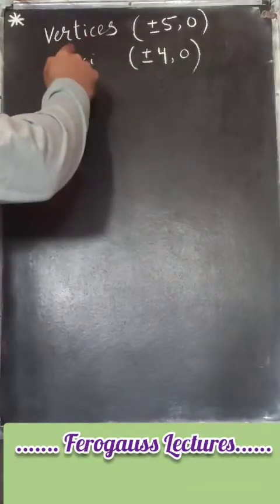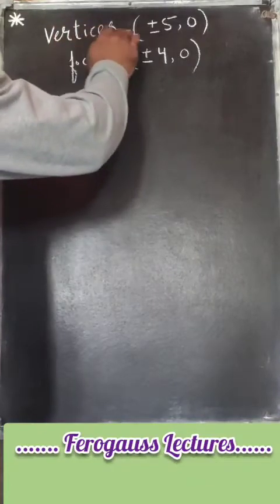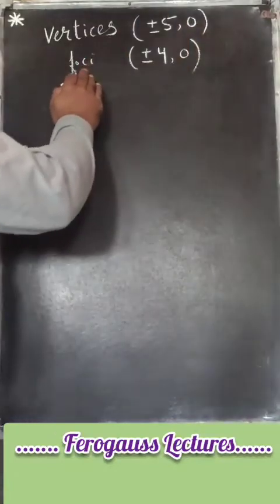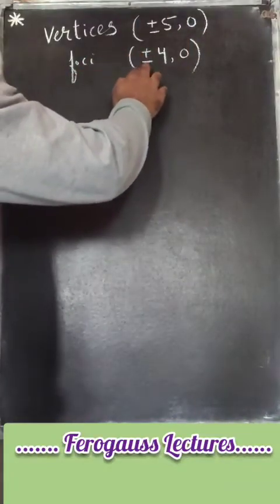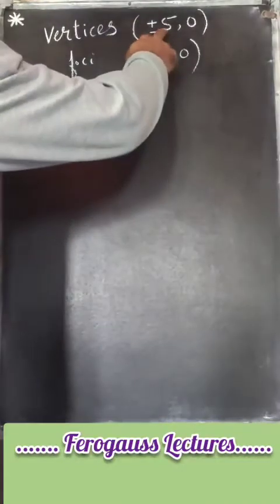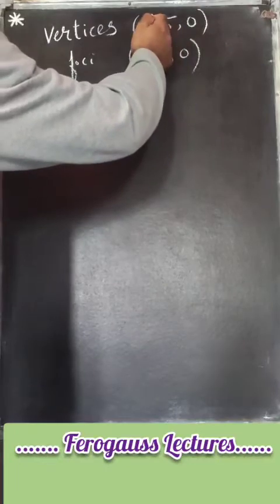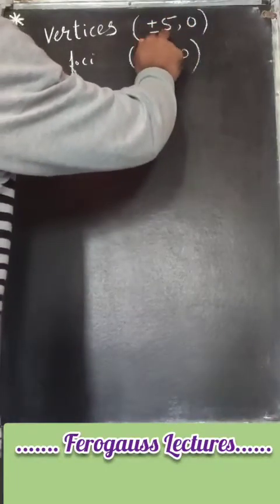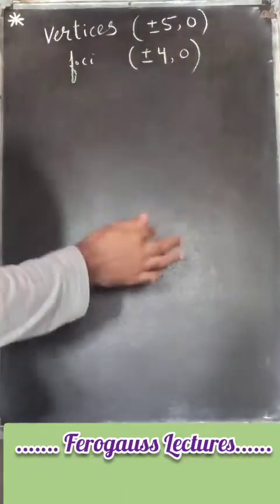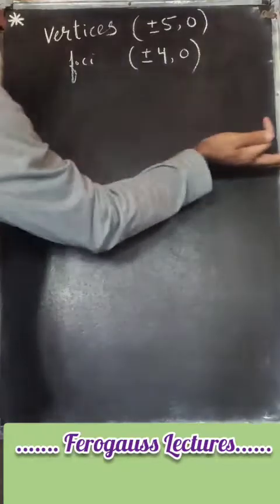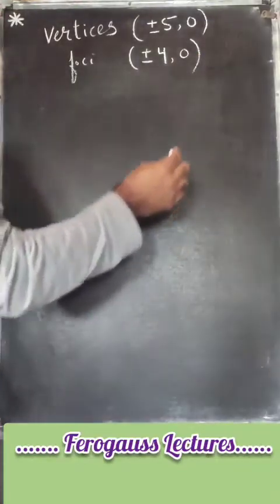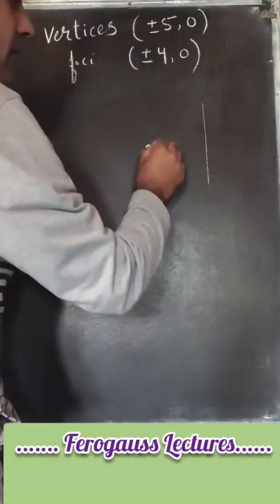Here we have to find the equation of ellipse where coordinates of vertices are plus minus 5, 0 and coordinates of foci are plus minus 4, 0. Okay, since coordinates of vertices are plus minus 5, 0, here x coordinate is plus minus 5 and y coordinate is 0. Therefore, the major axis lies along x-axis and minor axis lies along y-axis. Therefore, the ellipse is like this.